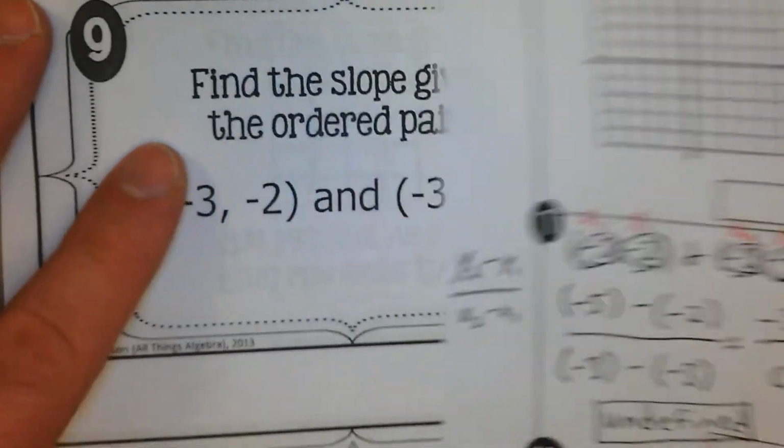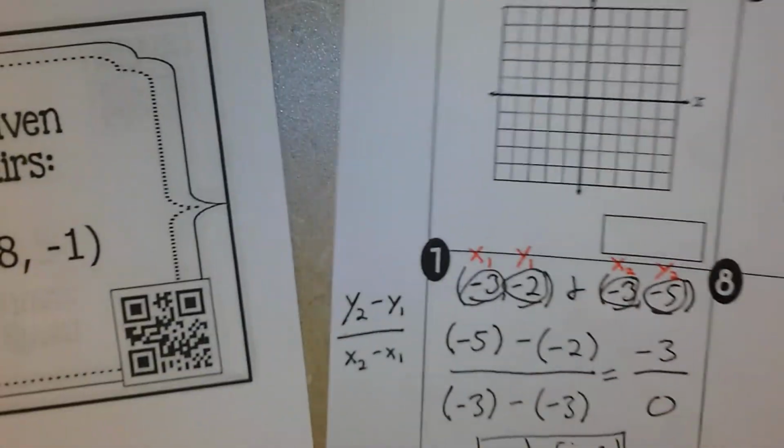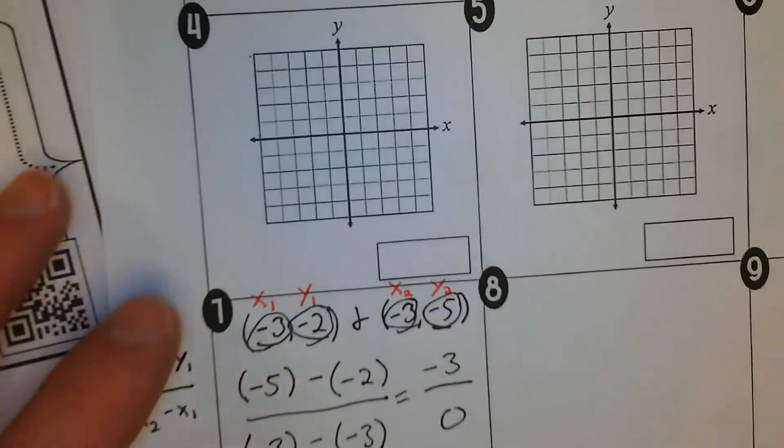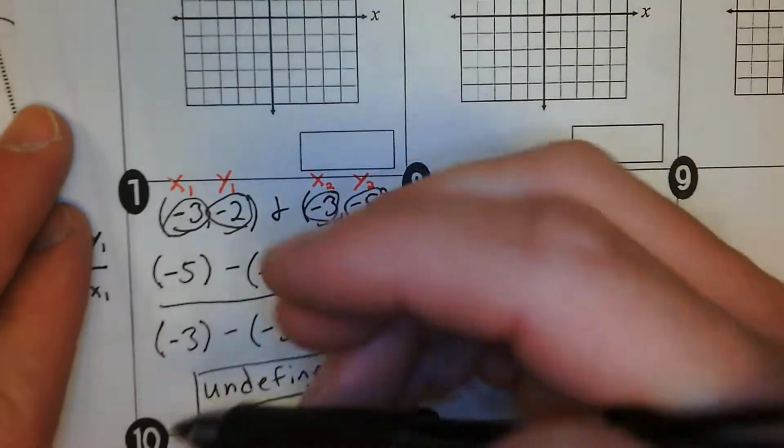Okay, so let's do another one. Oh, I'm sorry, that was for number 9, by the way, not number 7. My fault, that's for number 9. Put it in the wrong place.